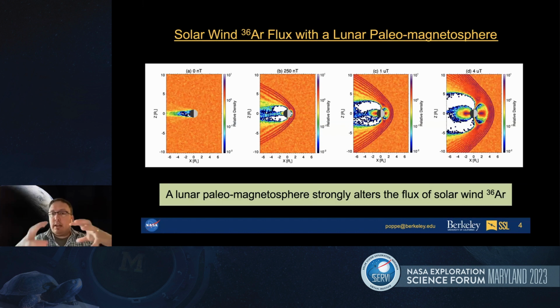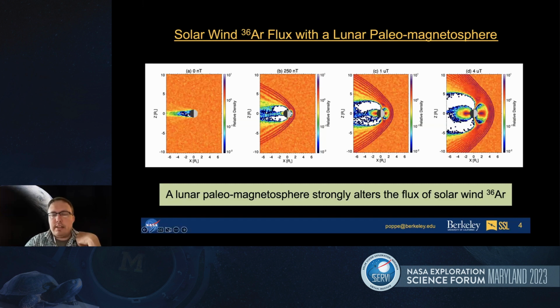What you see here in the colors are the flux of argon-36, and you can see very obviously that as we increase the strength of the dynamo in the moon, we drastically alter the flux of argon-36 to the moon. To first order, the moon is actually shielded over much of its surface, similar to how the Earth itself is shielded from the solar wind by the Earth's own dynamo field. It's generally well understood how that works.